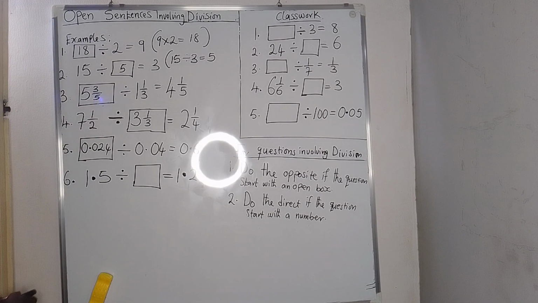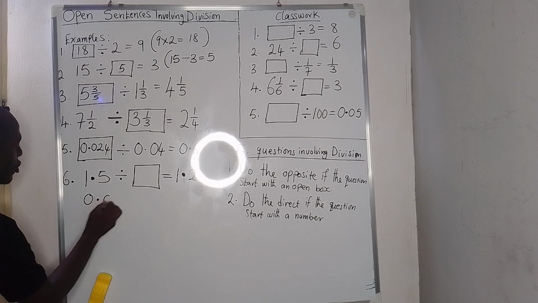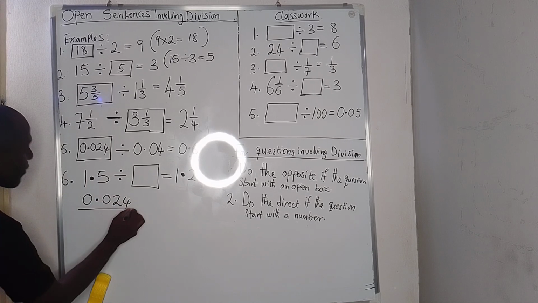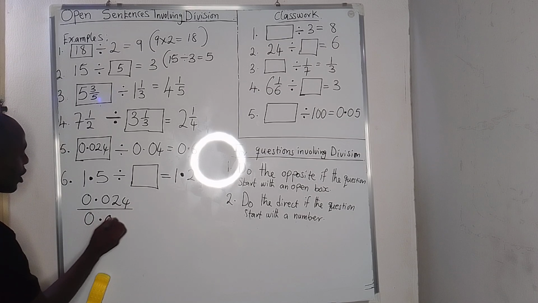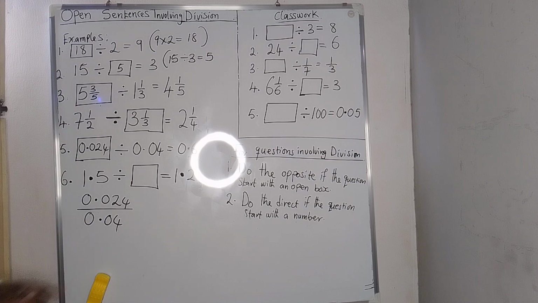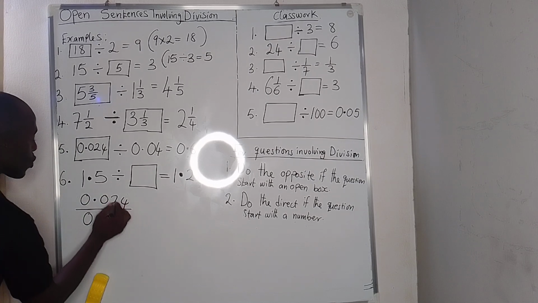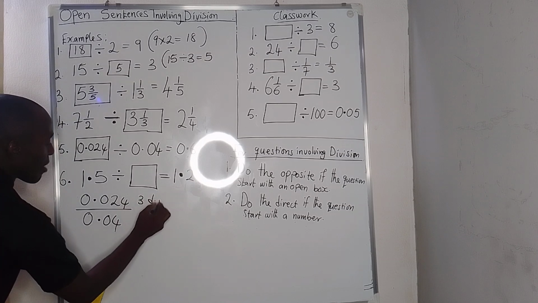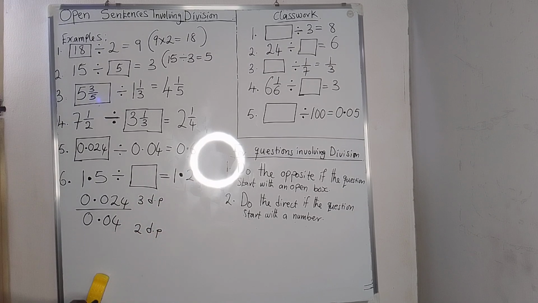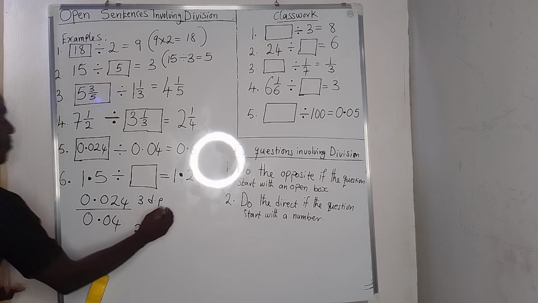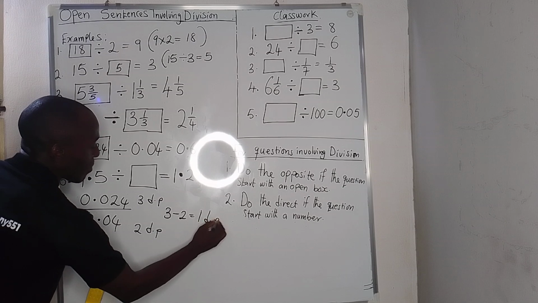In checking, we do the direct. 0.024 divided by 0.04. This is 3 decimal places: 1, 2, 3. This is 2 decimal places. Which one is the big one? 3. 3 take away 2 gives us 1 decimal place.